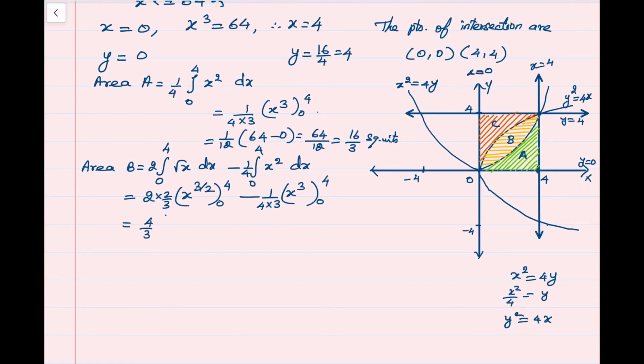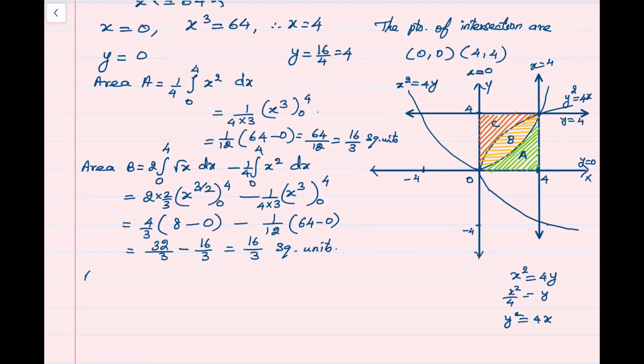4 by 3 times 4 raised to 3 by 2. 4 power half is 2. 2 cube is 8. The lower limit is 0. Minus 1 by 12 times 64 minus 0. 32 over 3 minus 64 divided by 12 is 16 divided by 3. Therefore, the answer is 16 divided by 3 square units.